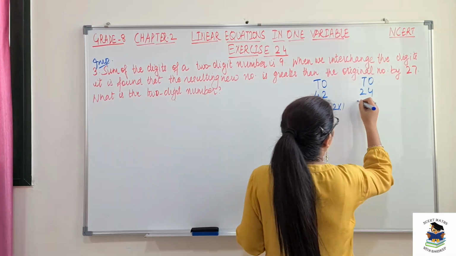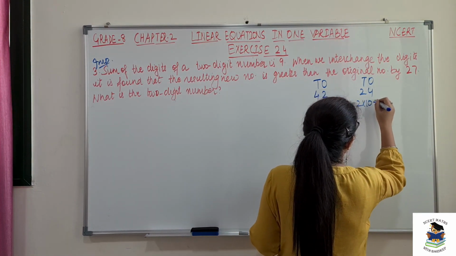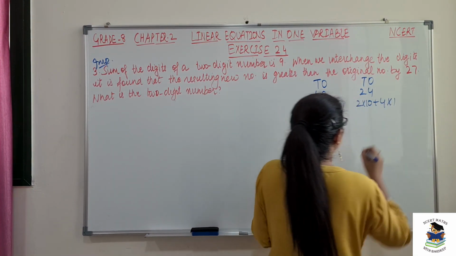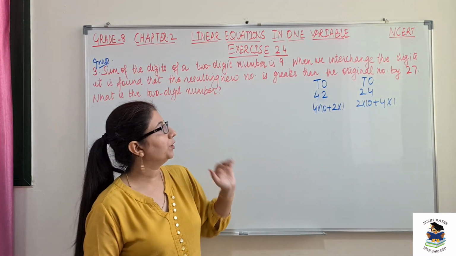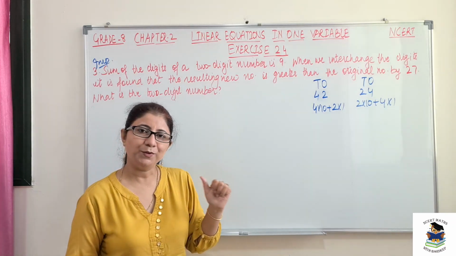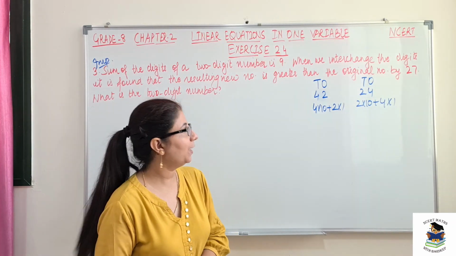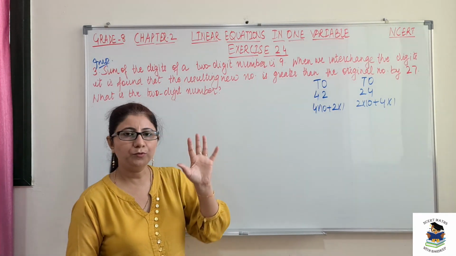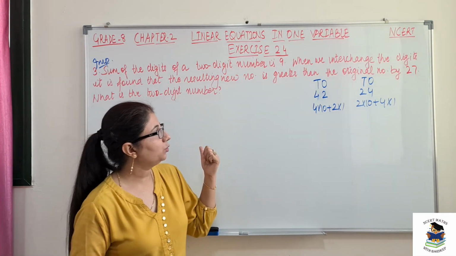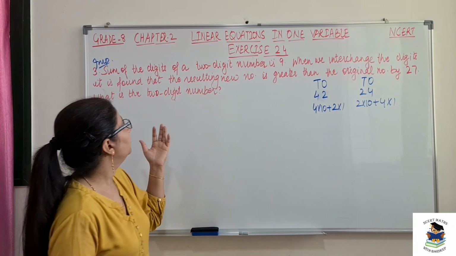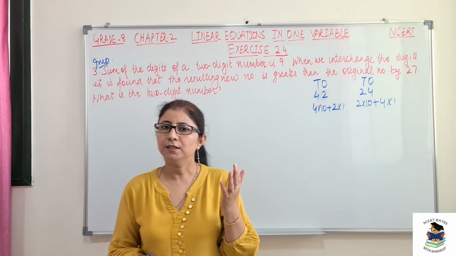Next is how to write this number in expanded form again. Whatever the digit is at tens place, that should be multiplied by 10, and whatever the digit is at ones place, we will multiply that number with 1. So this is how we will write the numbers in this case.